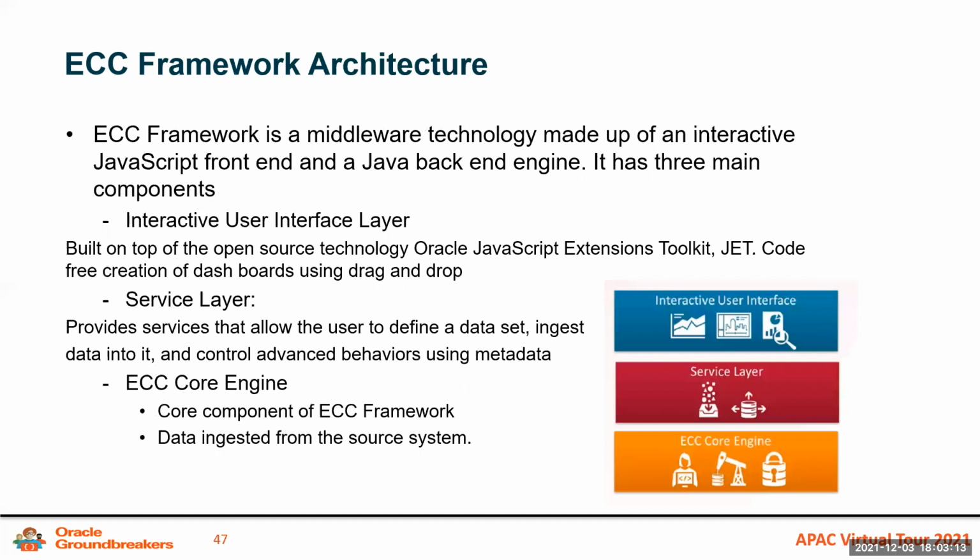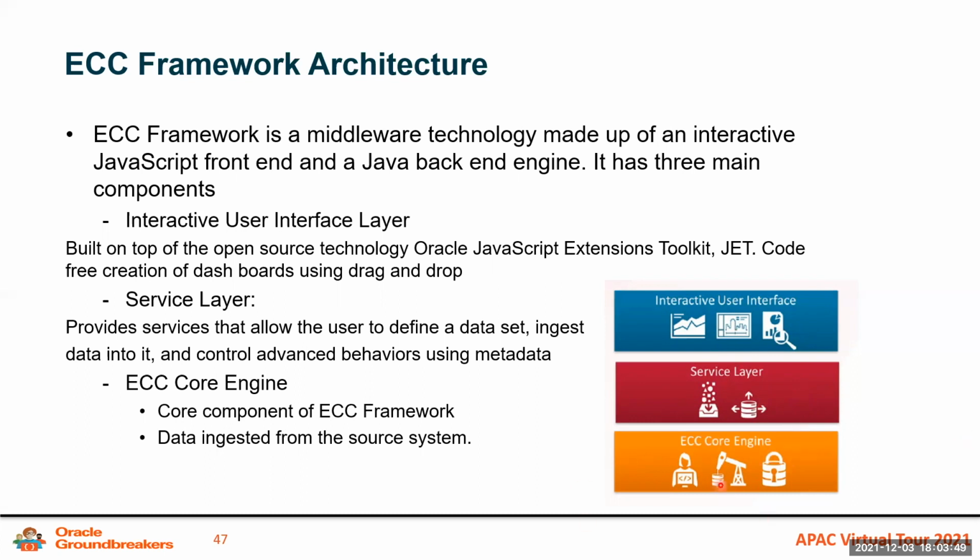The ECC framework is a middleware technology made up of an interactive JavaScript frontend and a Java backend engine. It has three main components. One is the interactive user interface, the client layer where the dashboards are seen. This is the service layer. It provides the services that allow the user to define a data set, ingest data into it, and control advanced behaviors using metadata. This is the core component of the ECC framework.